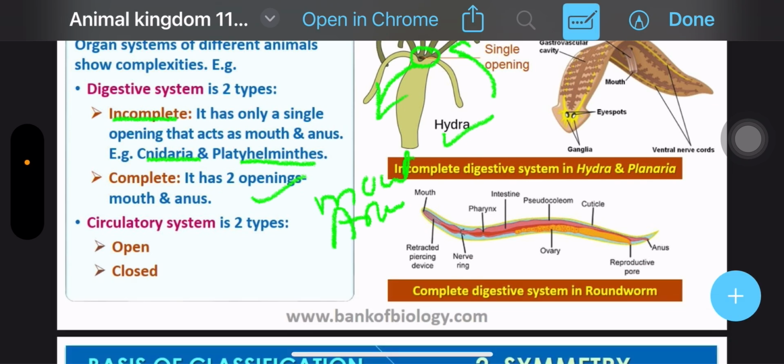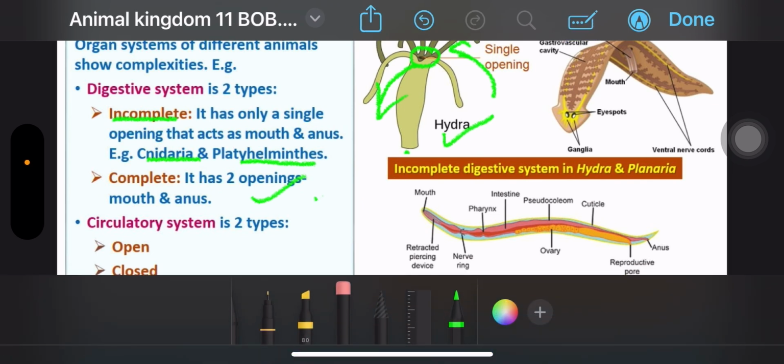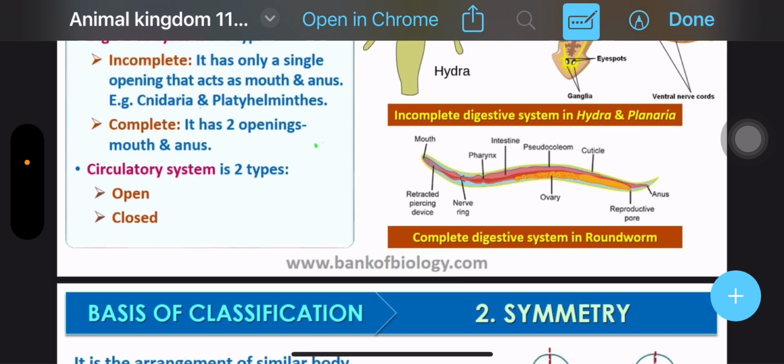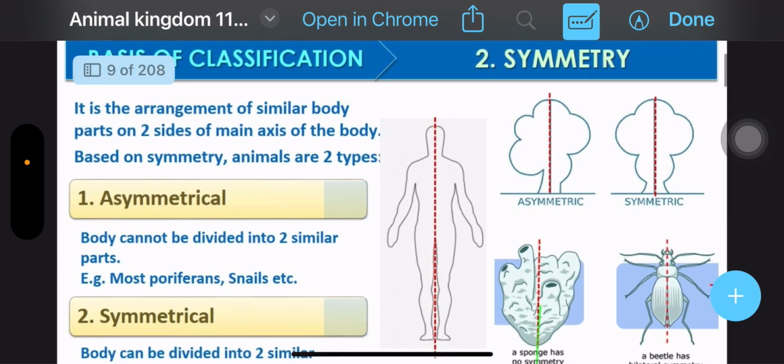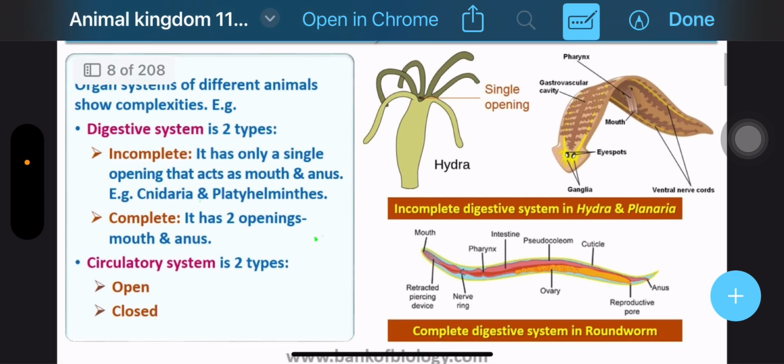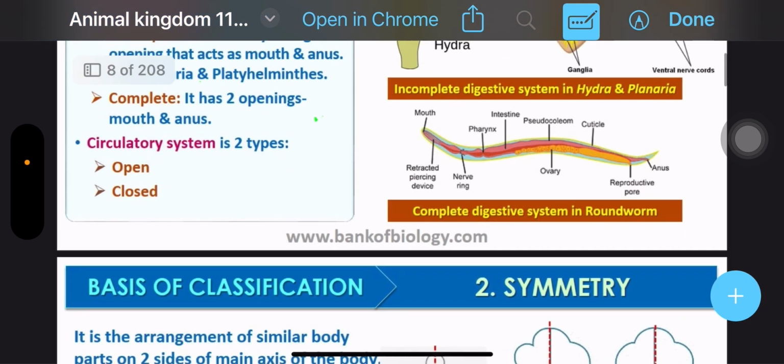And moreover, an open type of circulation is there and a closed type of circulation is there, right? Open type and closed type. Open type means the blood flows within the body cavity. The best examples are the arthropods. Arthropods are the best example for the open type of circulation. Blood flows within the body cavity, the sinuses. Closed means blood flows within the tubes. This is the developed one. Open is the primitive one, right?